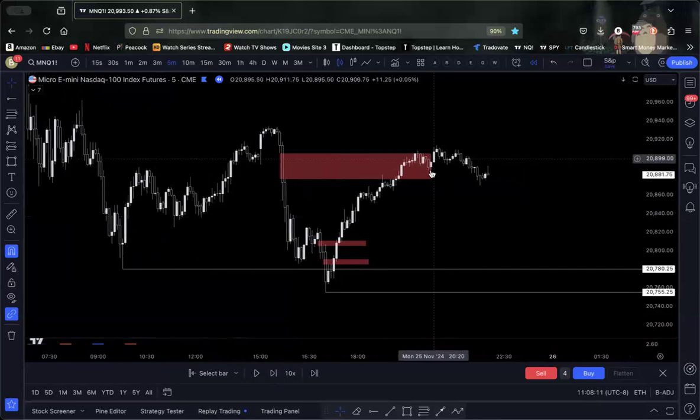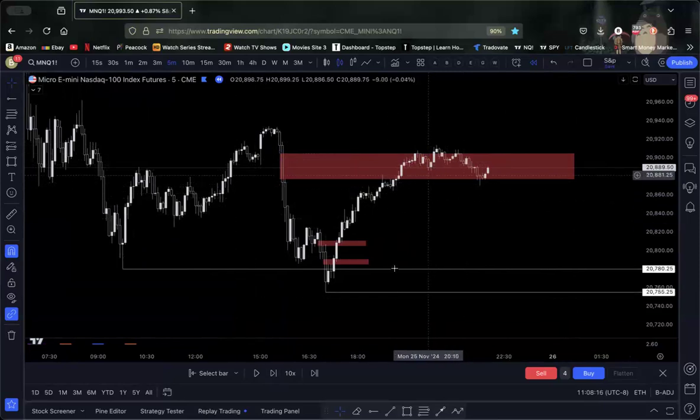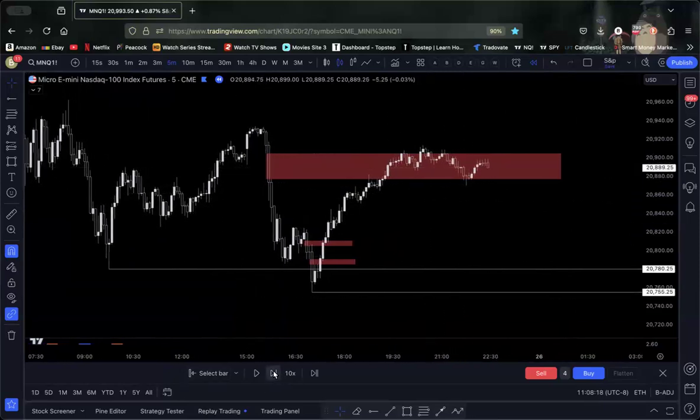And then price just does what it does afterwards, right? Depending on the time frame. There's another one right here too. So it looks like it wants to continue up. But let's just see.